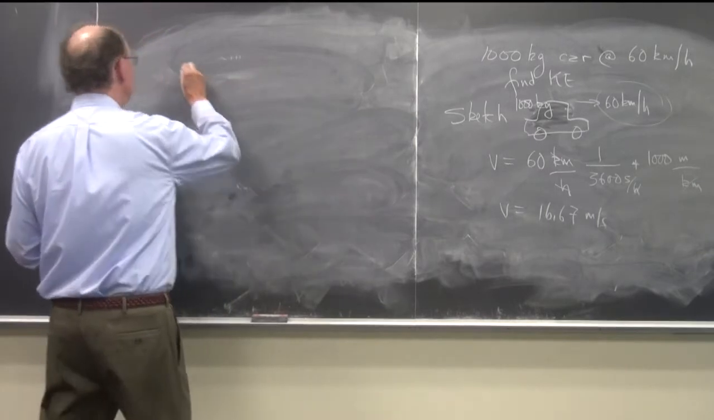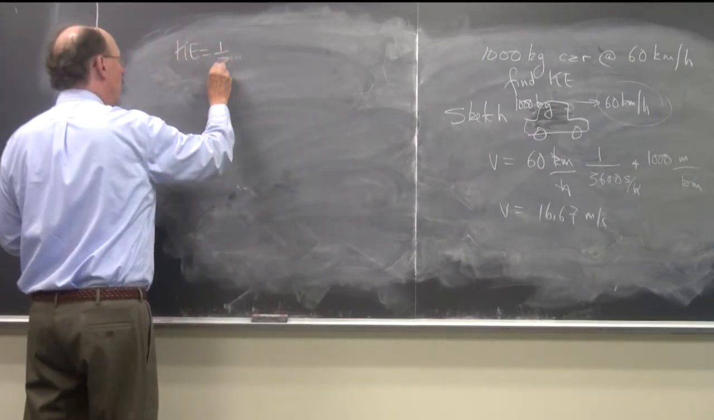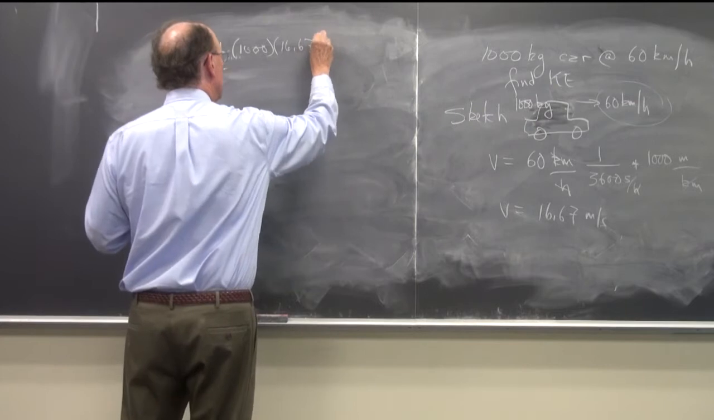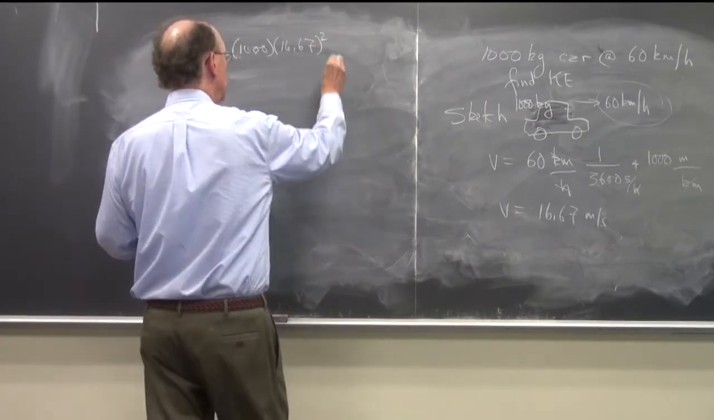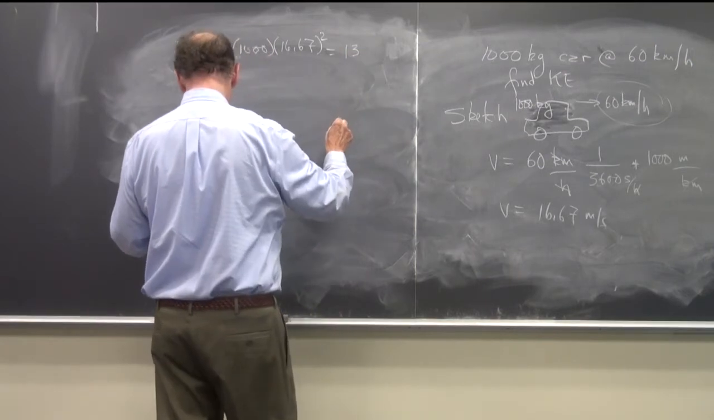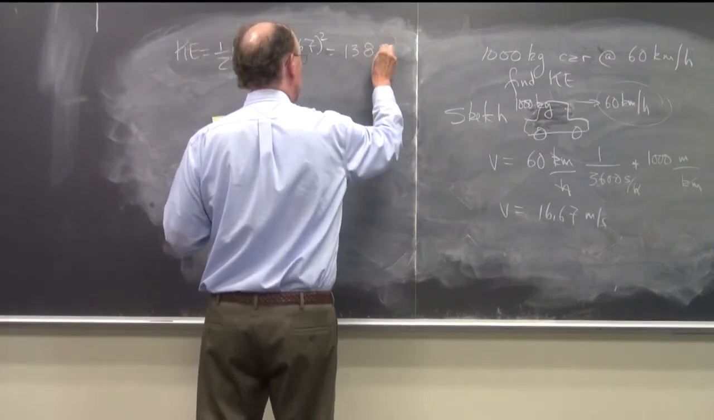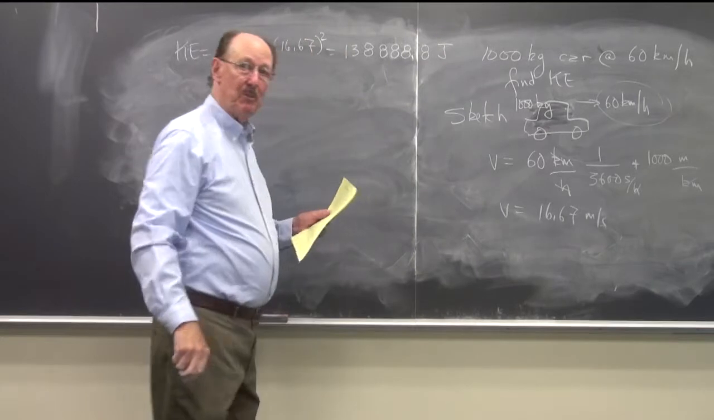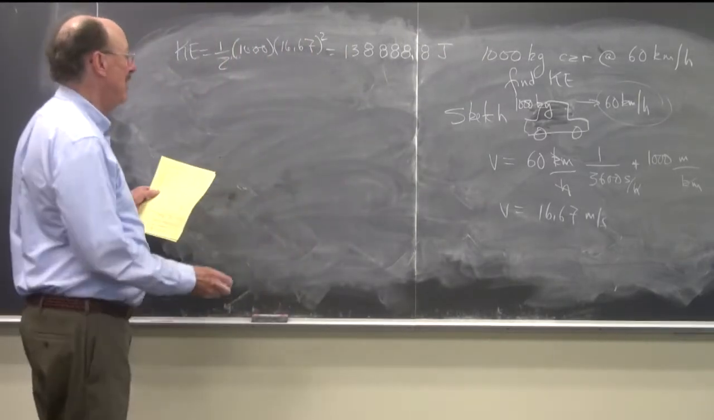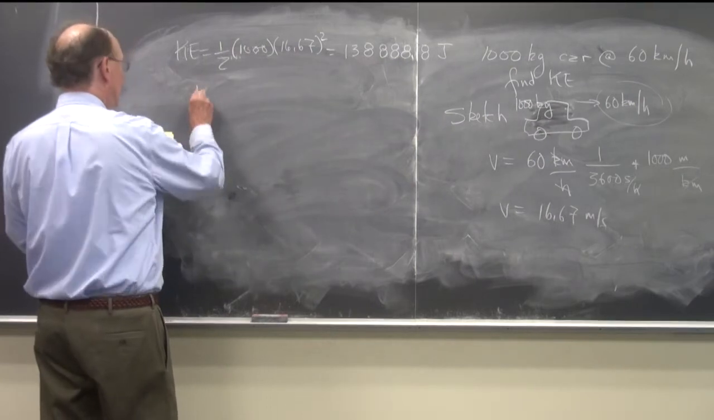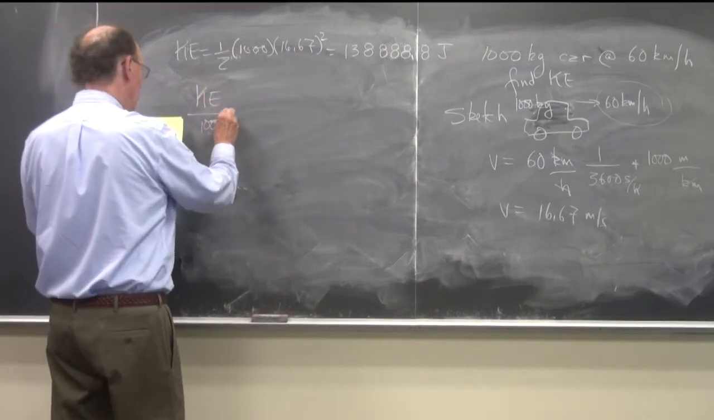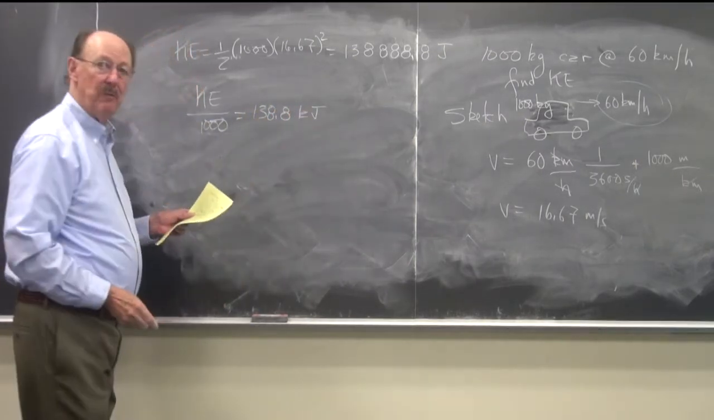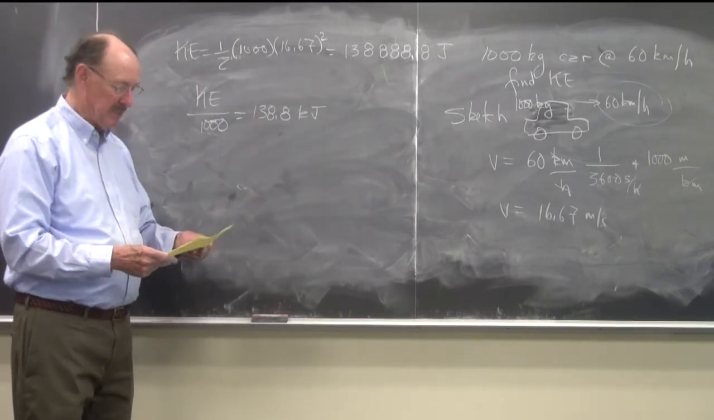Now I can solve for the kinetic energy. KE is 1/2 times 1,000 times 16.67 squared, and this is going to be 13 followed by 48 joules. That's a ridiculously big number to work with, so let's divide by 1,000. If I do KE over 1,000, I have 138.8 kilojoules. It's the same number, but a more manageable figure in this case.